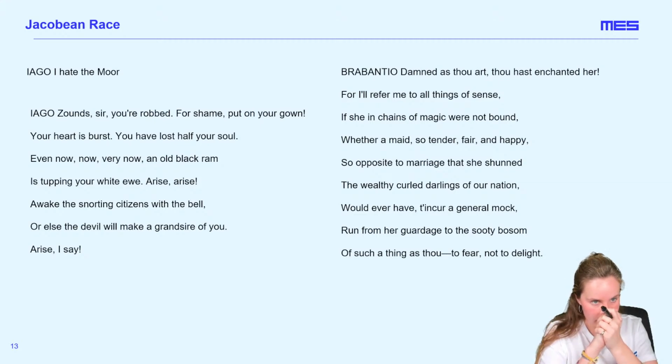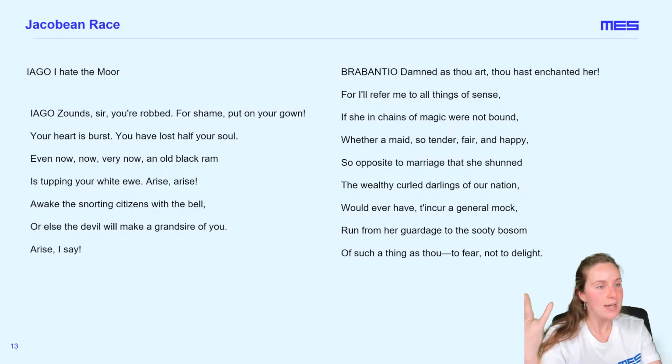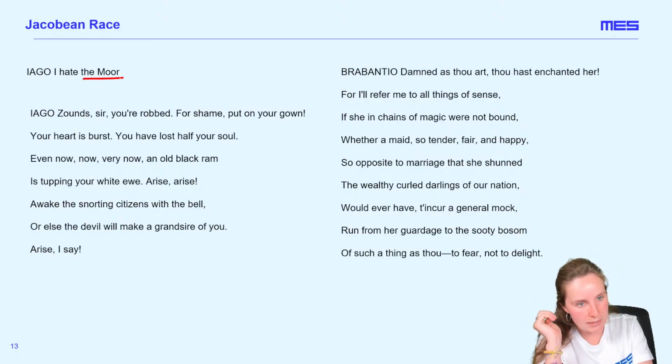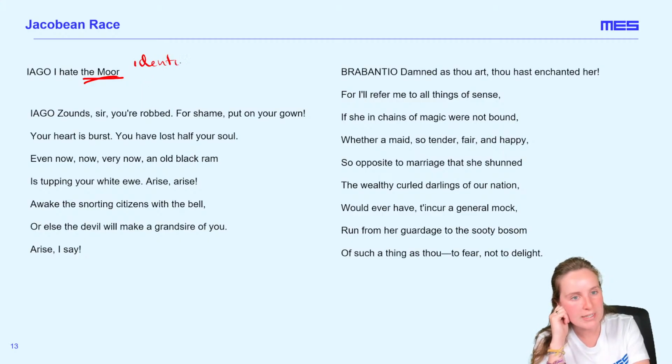So Iago says, I hate them all. Such a clear racist comment, right? He doesn't say he hates Othello, he hates the Moor. So what does this mean? This means he hates his identity, right? He hates what he is or who he is.